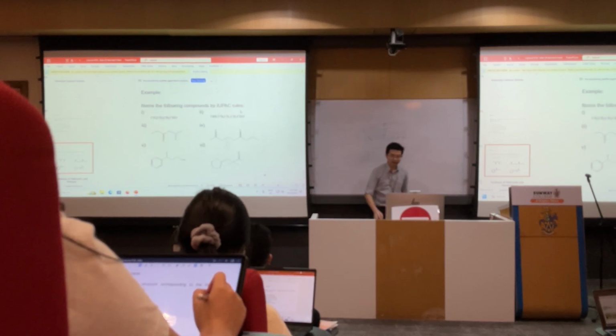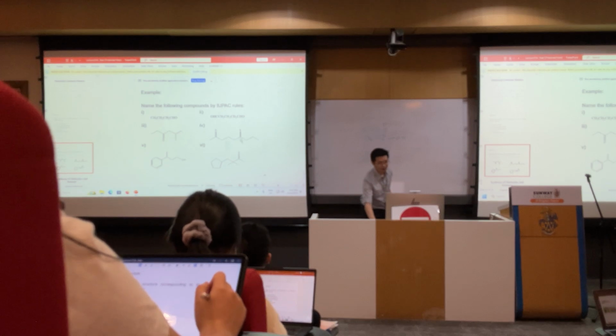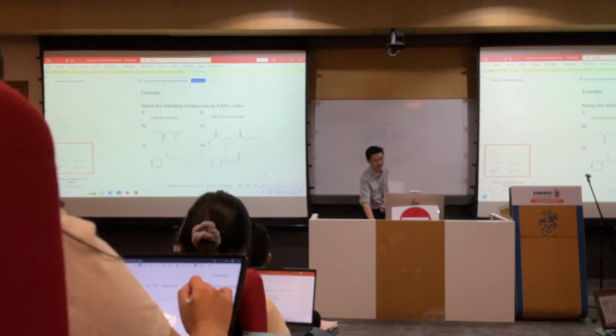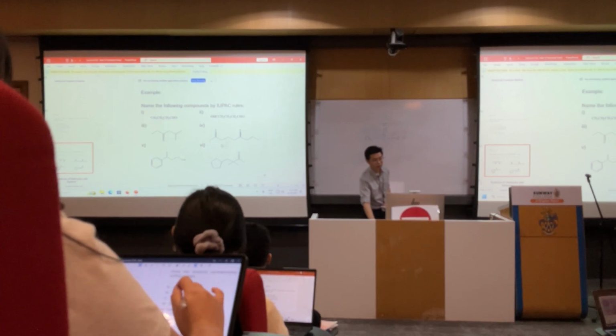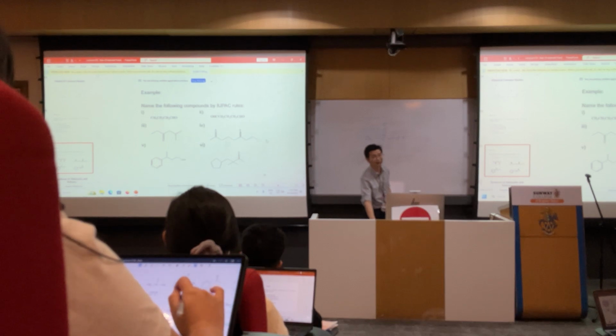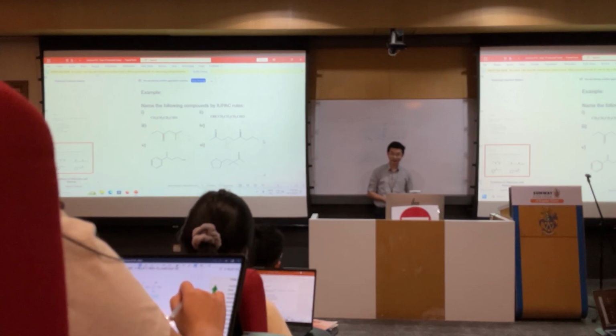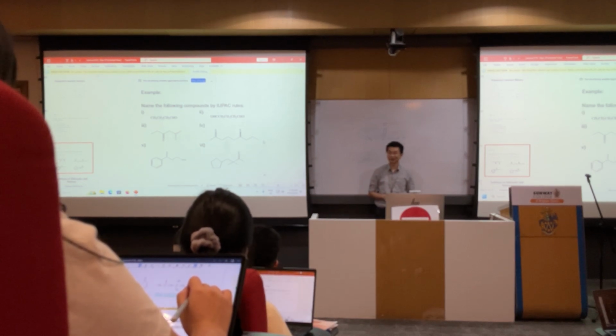Okay. So let's try. What is the IUPAC name for this structure? We have 1, 2, 3, 4, 5, 6, 7, 8, 9. 9 carbons. 2,6-nonanedione. Okay. Yeah, that's correct.